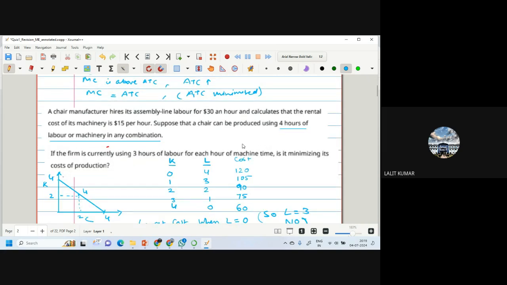This we can solve. I will give it to all of you, and all of us can try. A chair manufacturer hires its assembly line labor for rupees 30 an hour and calculates that the rental cost of its machinery is $15 per hour. Suppose that a chair can be produced using 4 hours of labor or machinery in any combination. If the firm is currently using 3 hours of labor for each hour of machine time, is it minimizing its cost of production? So first of all, we have to understand which production function is being used here.